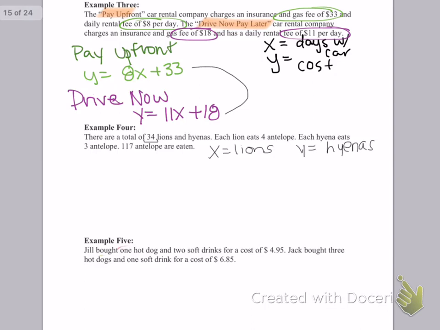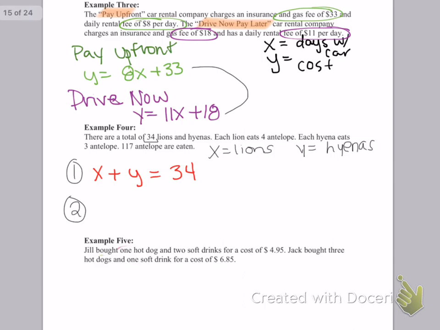So we've got two different lines here. We got our first one, we got our second one. The first one is telling you how many total animals there are in your backyard. So that means you're combining your lions and your hyenas to get a total of 34, but you don't know how much each is there. So that's your first problem.